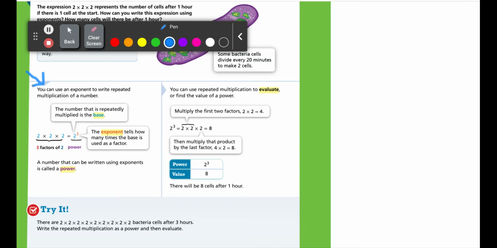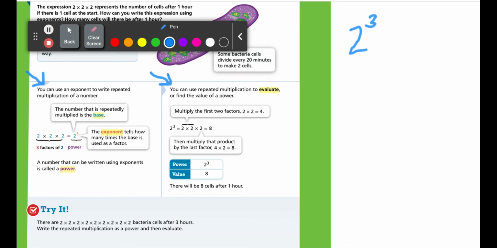A number that can be written using exponents is called a power, and that's what I said. 2 to the third power. So when we talk about exponents, you're talking about to what power. That's how many times it'll be multiplied. And then here's the next part. I was already using the word evaluate. You can use repeated multiplication to evaluate or find the value of a power.